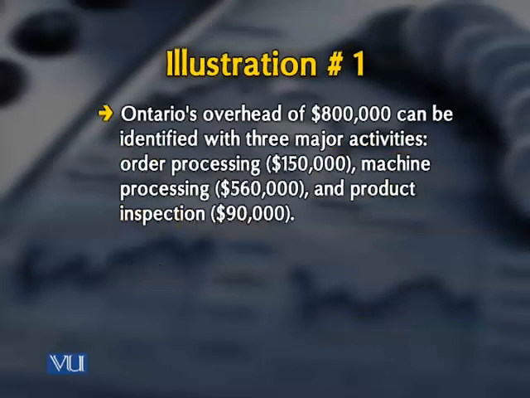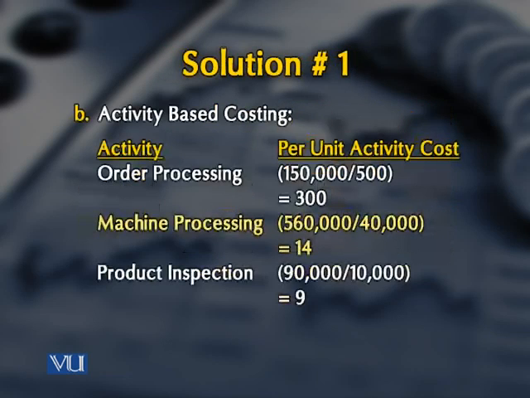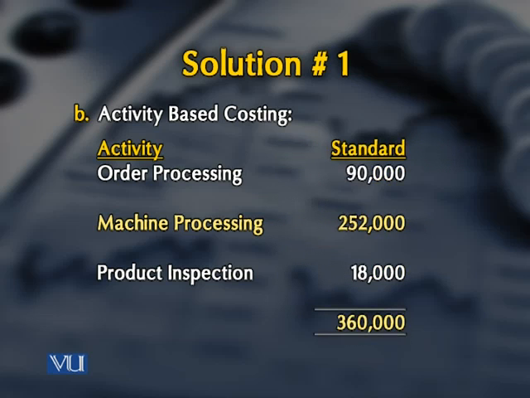And the total overheads of 800,000 are allocated to order processing 150, machining 560 and inspection 90. So divide it by the number of cost drivers: 500 for number of orders, then 40,000 machine hours, and then inspections are 10. So the rate comes to 300 per order, 14 per machine hour and 9 per inspection. So in standard and enhanced, how are they going to be allocated? By multiplying by the number of drivers.